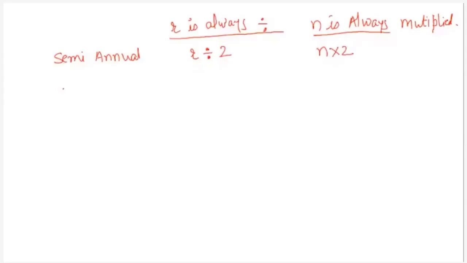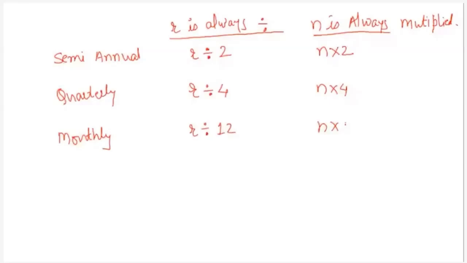If it is said quarterly, R will be divided by what? R will be divided by 4. 4 quarters make 1 year. So divide by 4. And N will be multiplied by 4. Agreed? Everyone agrees? And then monthly रहेगा तो monthly chances कम है monthly आने का, but monthly बोला तो R will be divided by 12 and N will be multiplied by 12.